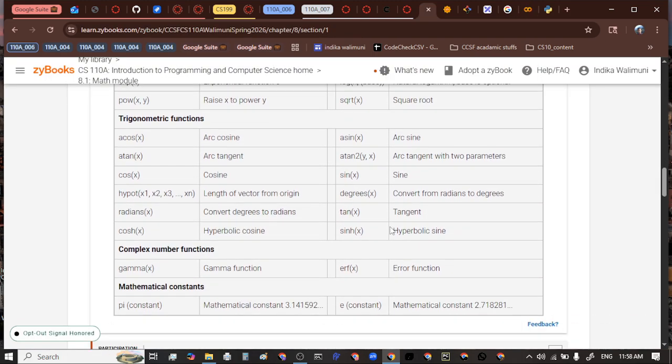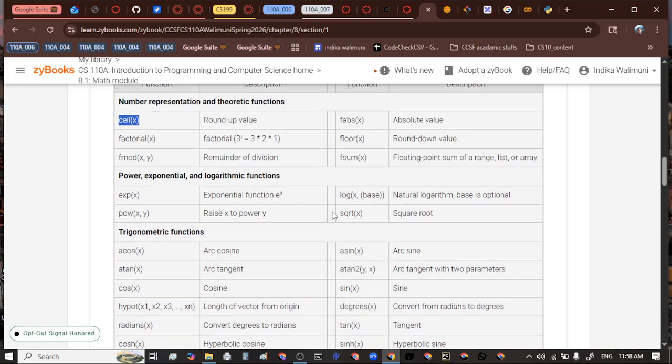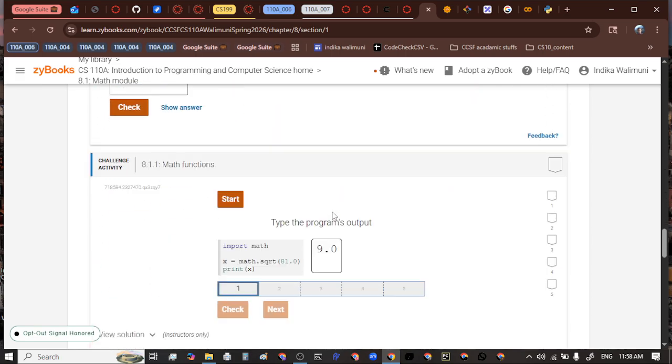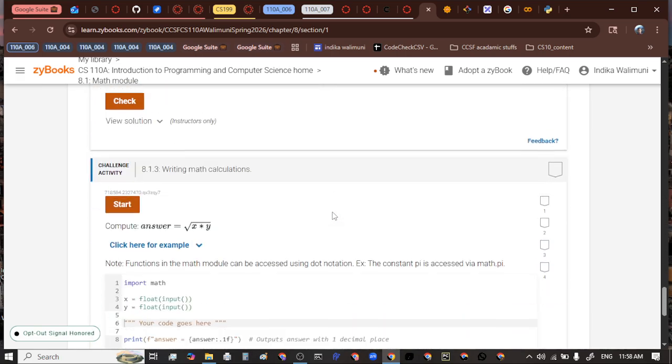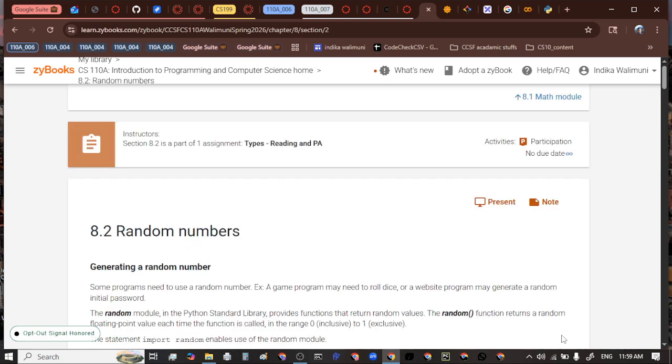All right, so there's a whole bunch of math module functions available. Now, random numbers. Any question, guys, before we move on to random numbers? We already encountered random numbers too, right?